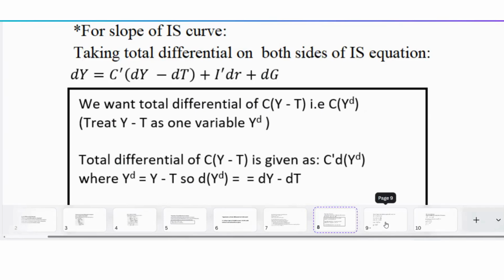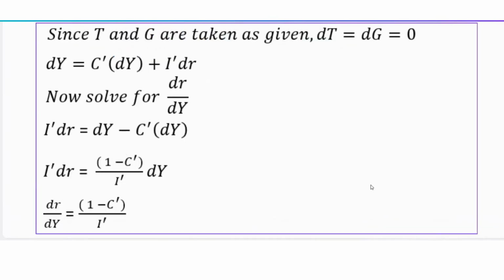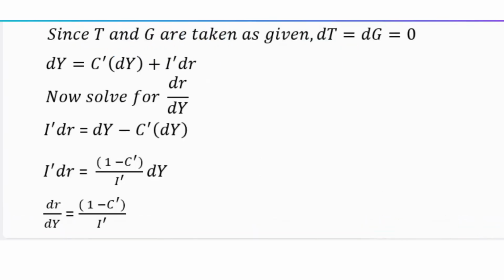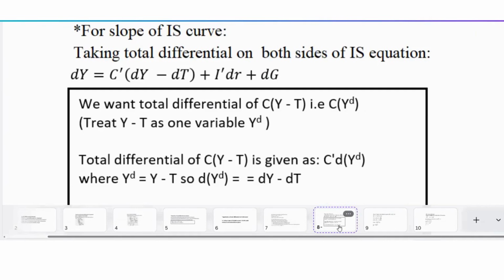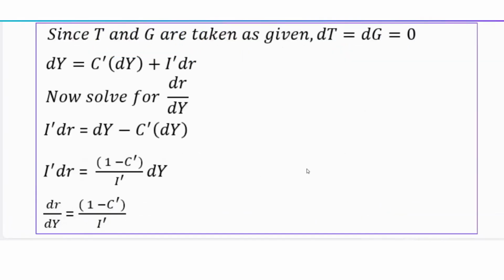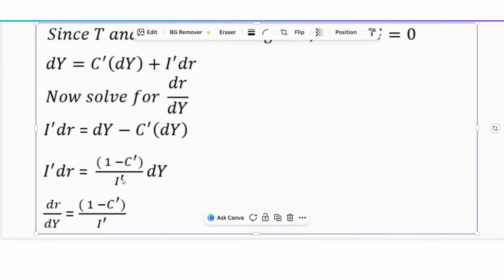Once we've taken the total differential on both sides of the IS equation, since T and G are taken as given, we set dT equal to dG equal to 0. Now we just need to rearrange this to get dR by dY as the slope of our IS curve in a graph with R on the vertical axis and Y on the horizontal axis. So we're just going to rearrange this a bit. We have dR over here, then we have dY minus C prime dY, and from here we just solve for dR by dY.